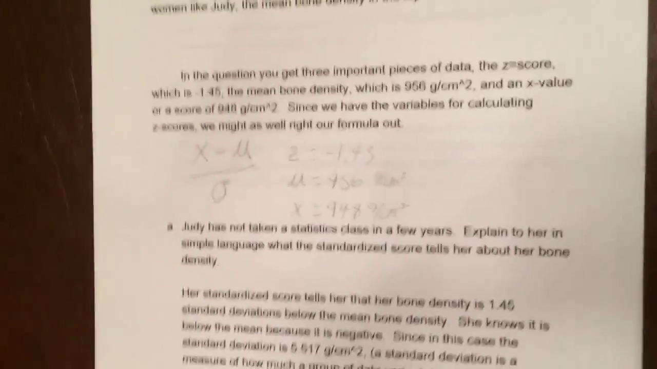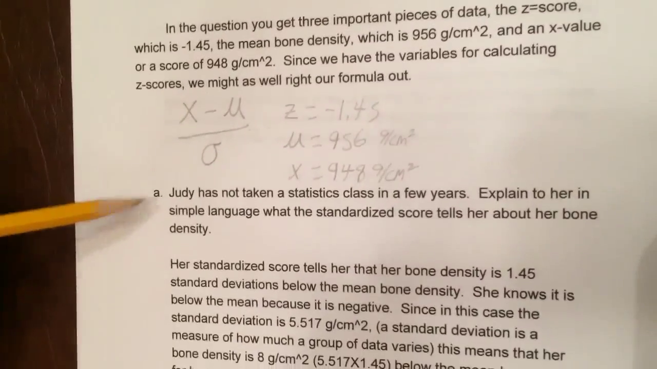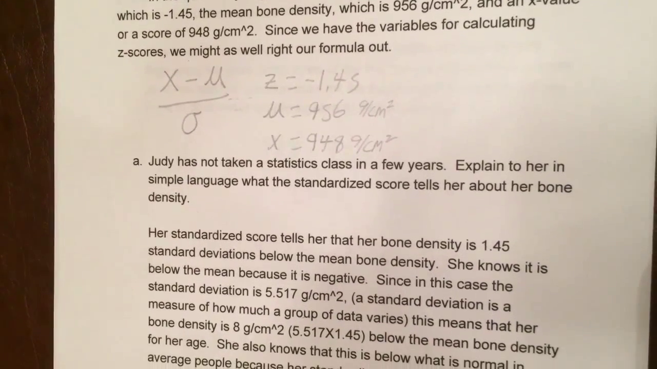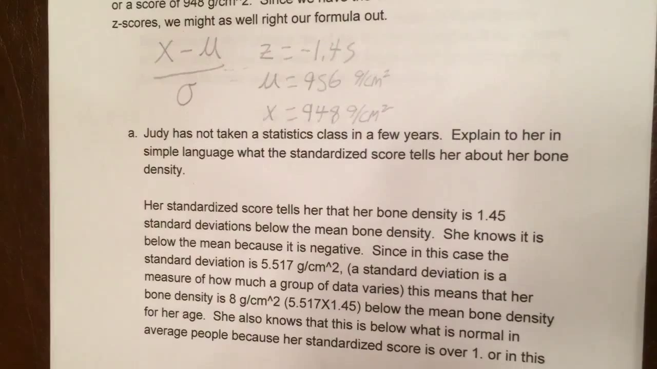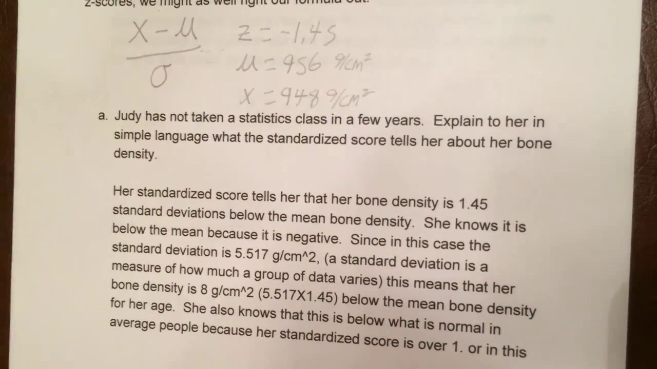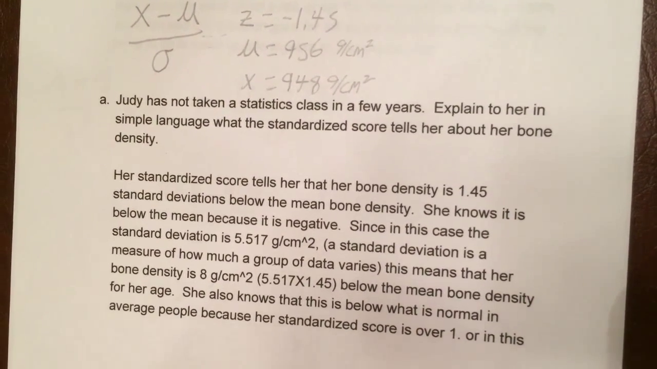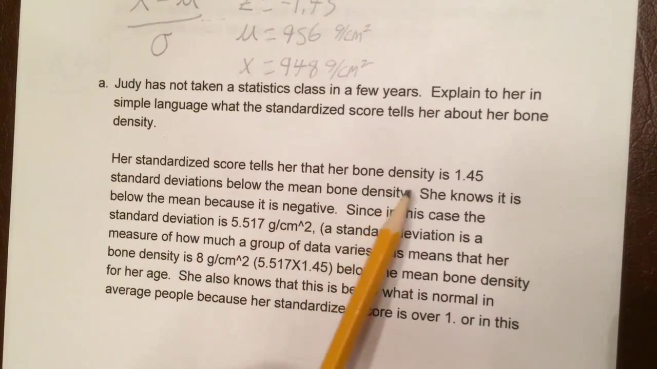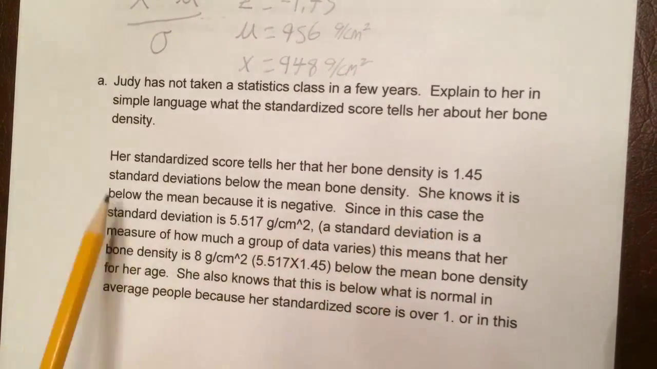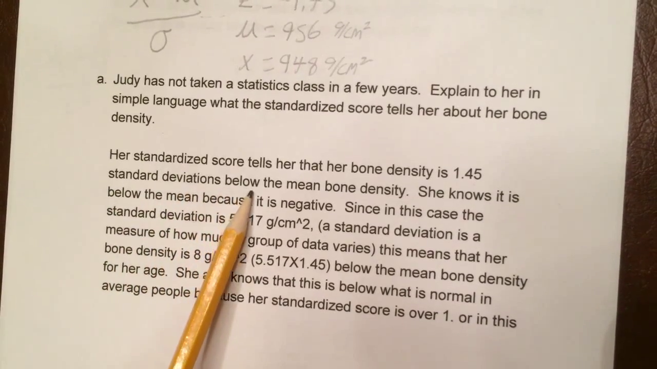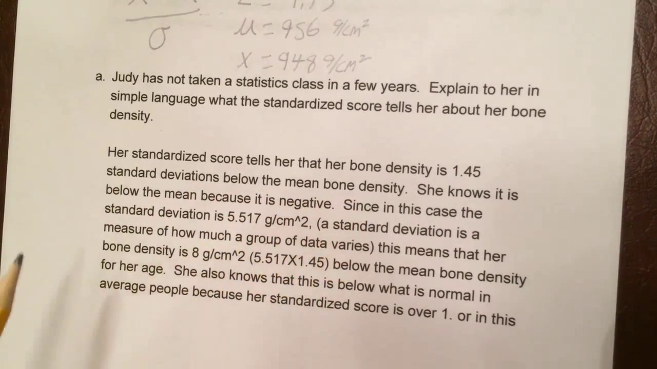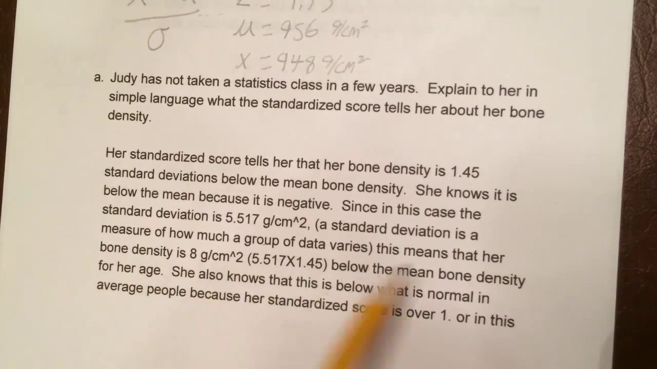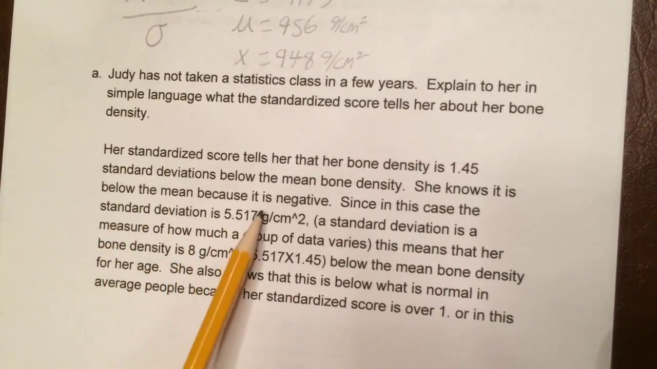So now, let's look at question A. Judy has not taken a statistics class in a few years. Explain to her in simple language what the standardized score tells her about her bone density. So, her standardized score tells her that her bone density is 1.45 standard deviations below the mean bone density for the population. She knows it is below the mean because it is negative.